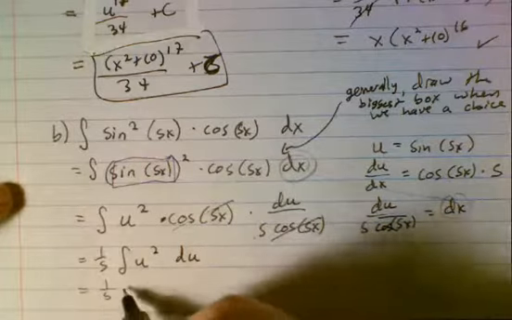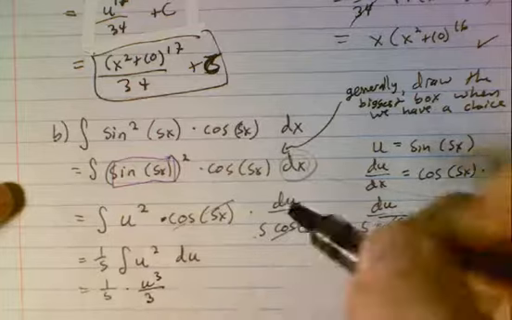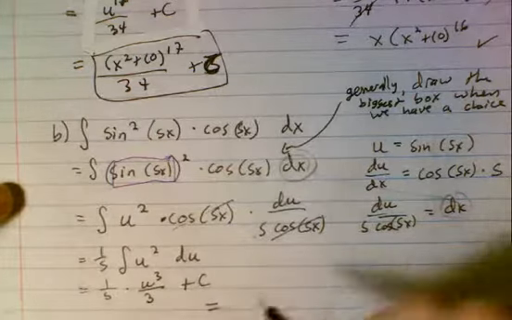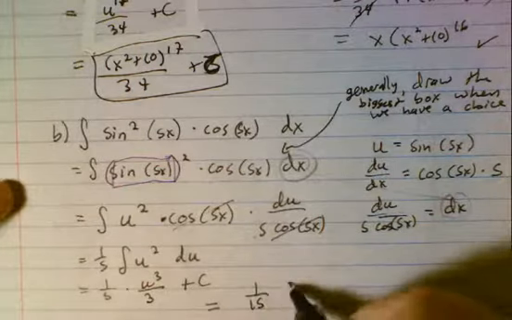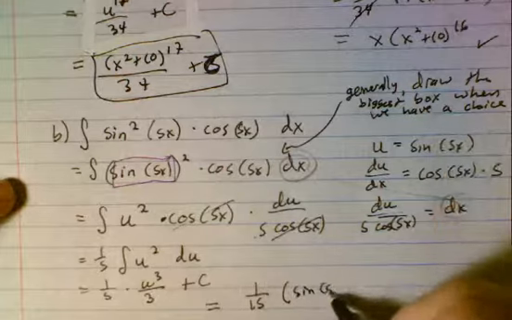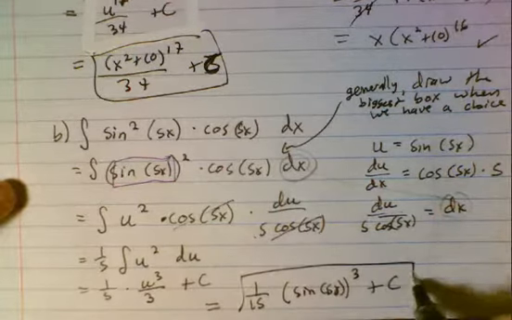That's going to give us 1/5, increase the exponent by 1, divide by 3, plus c. That's going to be 1/15. This u was sine of 5x, so it's sine of 5x cubed plus c.